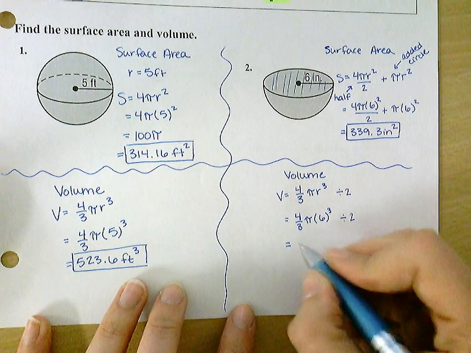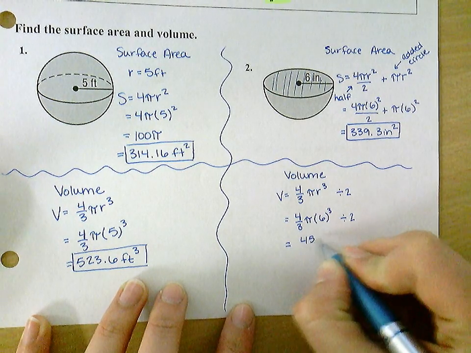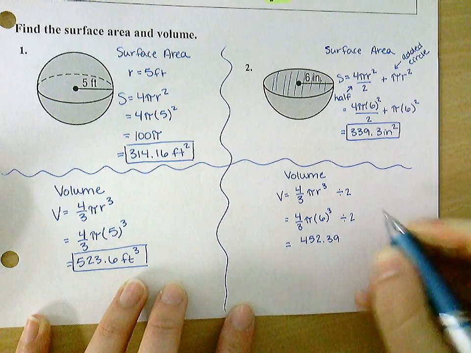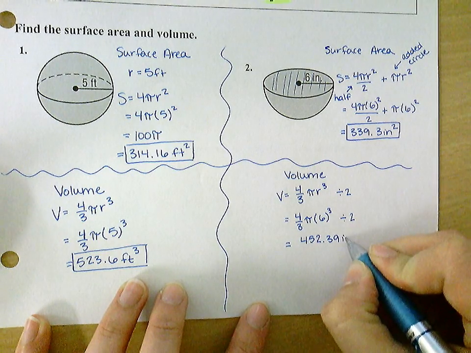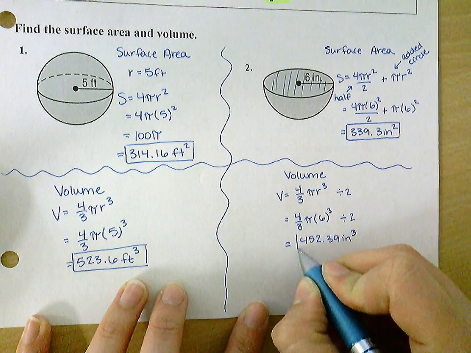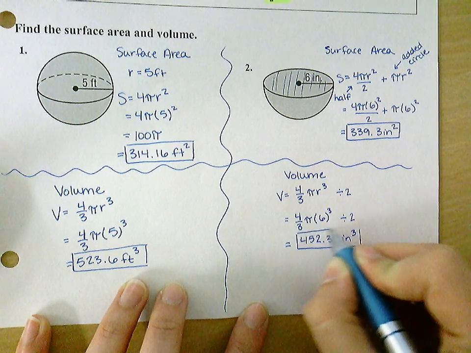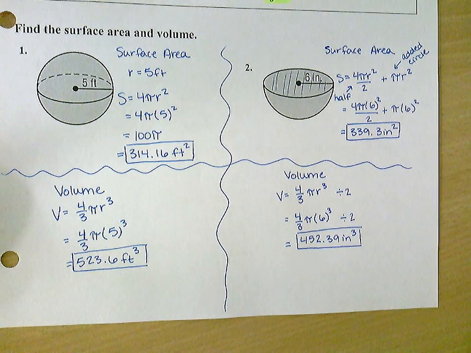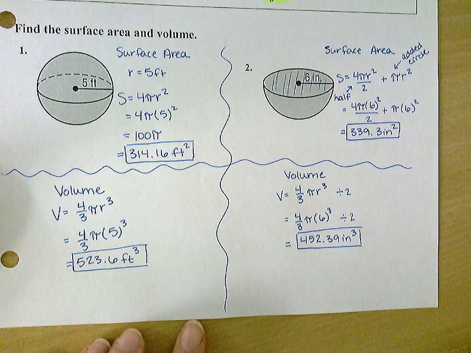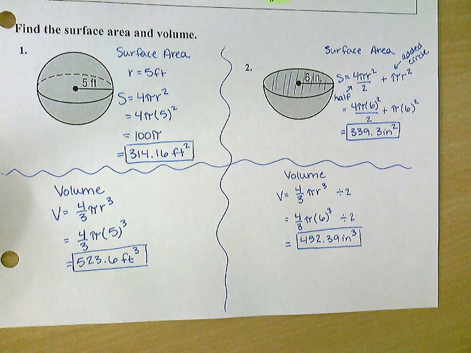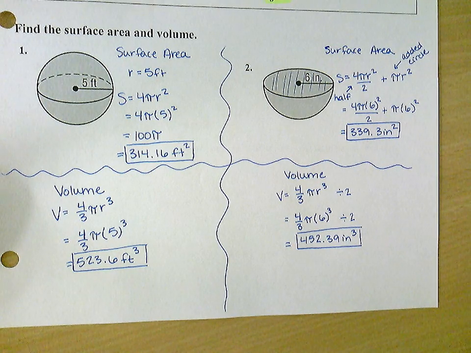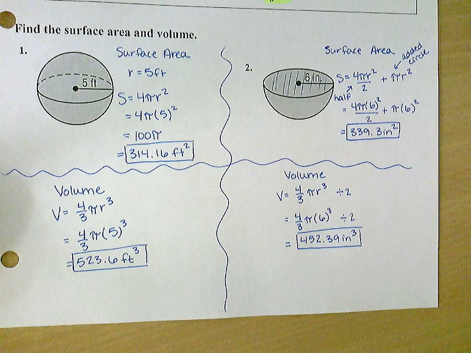So you should get an answer of 452.39 inches cubed. Got 452.4 actually. I like rounding to 100, it makes me feel better. All right, questions on these two problems here, finding surface area or volume of that sphere.